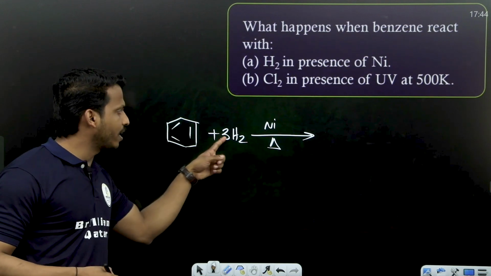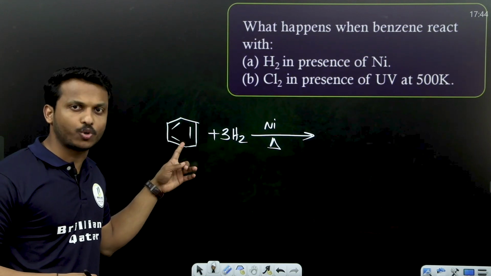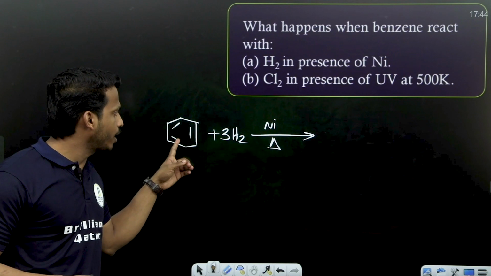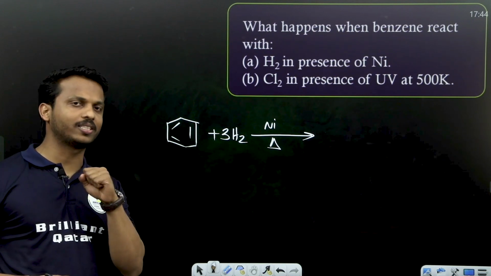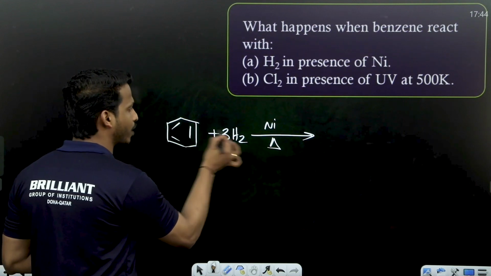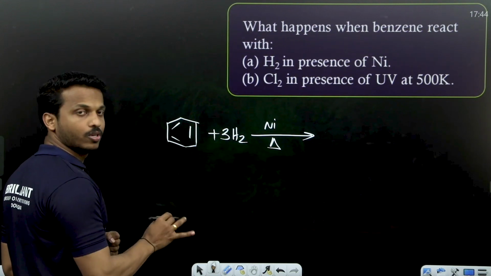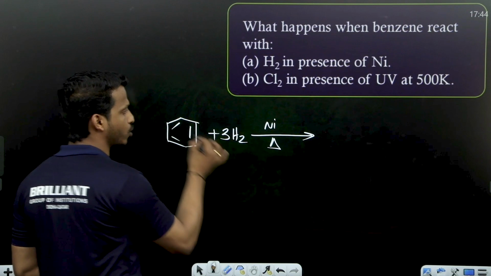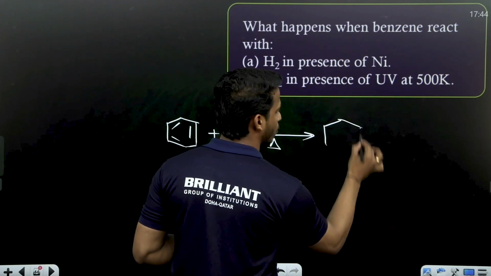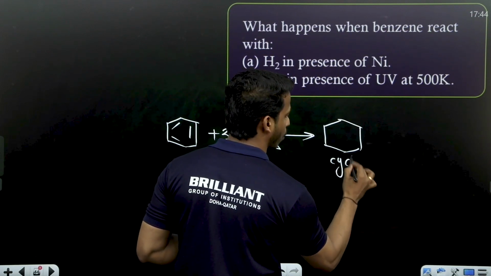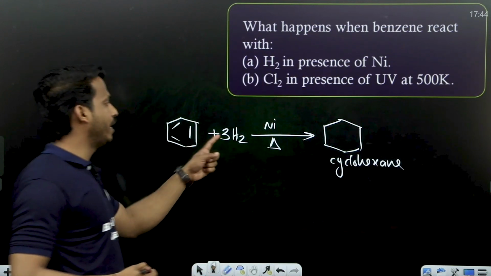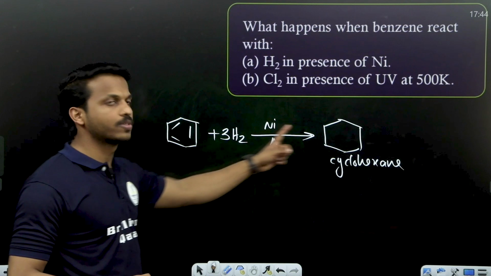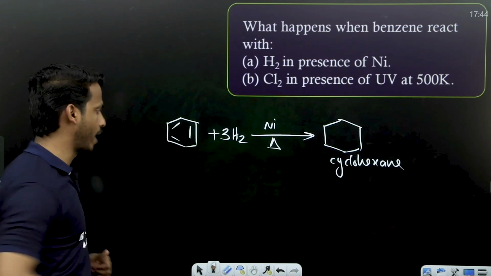What happens when benzene reacts with hydrogen? You know, benzene is an unsaturated compound. An unsaturated compound, when it reacts with hydrogen, becomes saturated. Why are we using 3 hydrogen there? If you add one H2, one double bond goes. So if you add 3 H2, all the double bonds go. What will you get, dear all? Cyclohexane. So benzene, when it undergoes addition with hydrogen, becomes cyclohexane. All double bonds vanish.